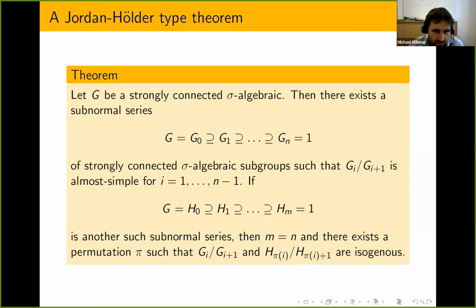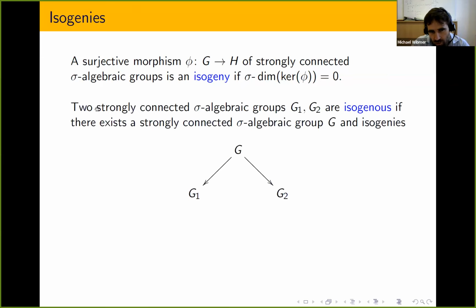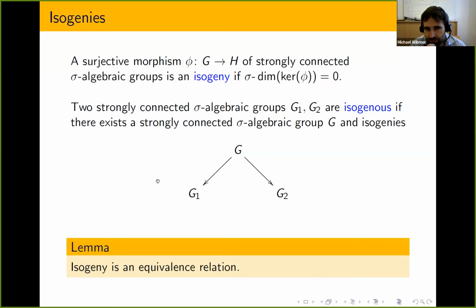Okay, so let me explain what an isogeny is. We somehow need to make formal what we mean by up to difference dimension zero. So a surjective morphism of difference algebraic groups, think of it as some kind of quotient map, of strongly connected difference algebraic groups is an isogeny if the kernel has difference dimension zero. And now you say that two strongly connected difference algebraic groups are isogenous if there exists another strongly connected difference algebraic group, with isogenies from the group on top to the other two groups. And then one can show, as a small lemma, that isogeny is an equivalence relation. And so this formalizes this idea of things being equal up to difference dimension zero.